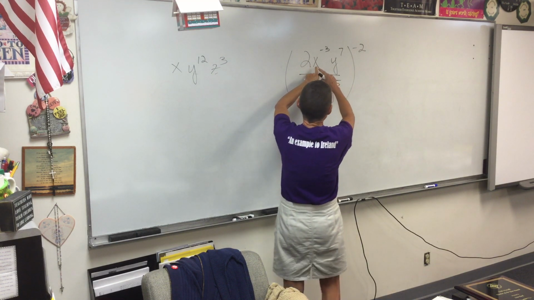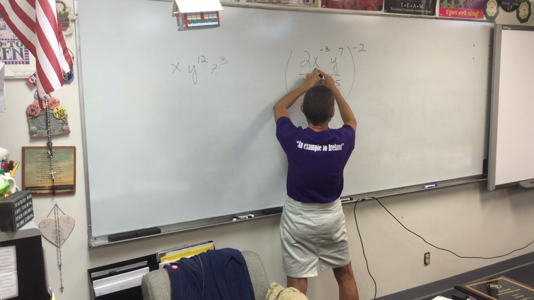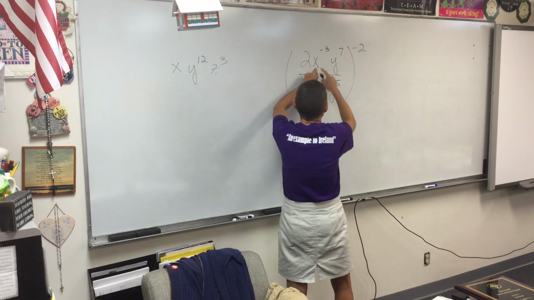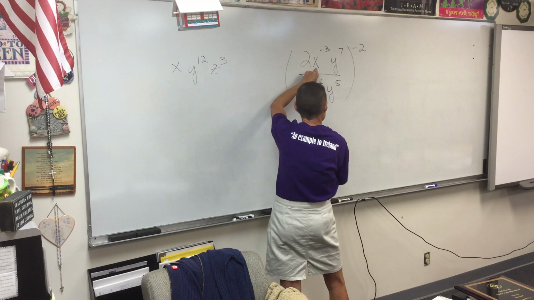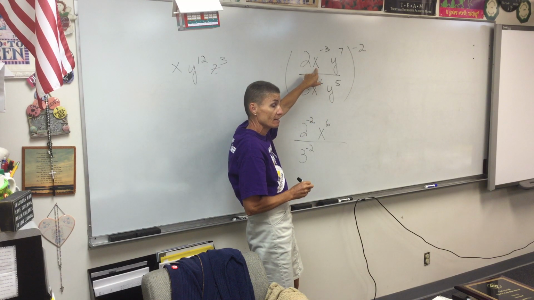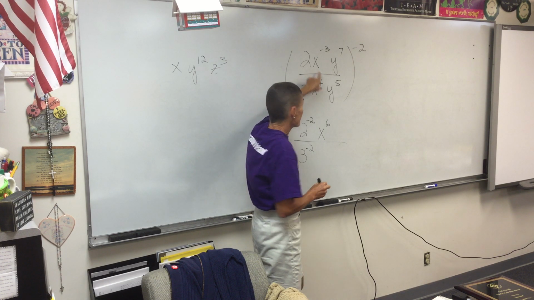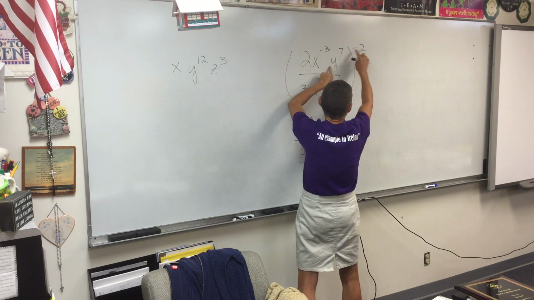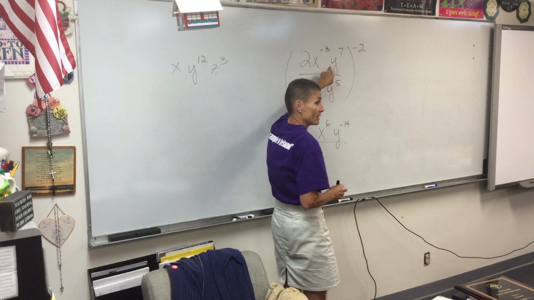Now, what happens when I take an x to the negative third to the negative second? What do I do with these exponents? Multiply. I multiply, so that's going to give me a handy dandy x to the sixth. All right, what's going to happen here? Y to the negative 14. Everybody good on there?